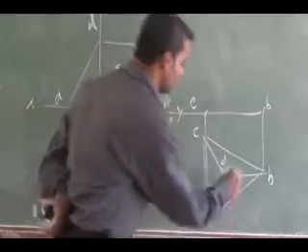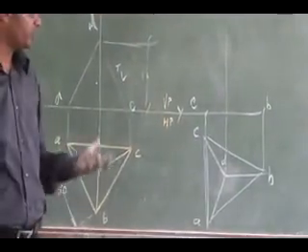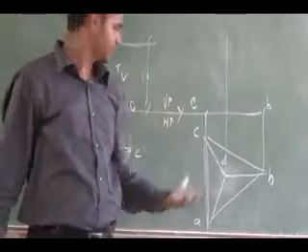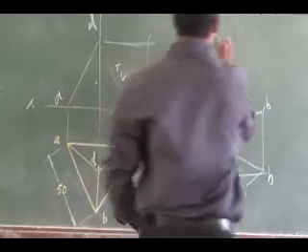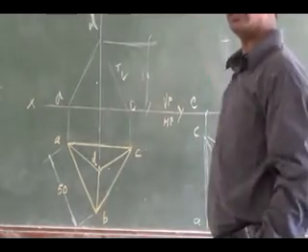Right. So here I can have my axis. In this orientation, which slant edge will give me the true length in my front view? Which edge? That is BD. Okay. So I can mark D from B by measuring 50 mm in this orientation.